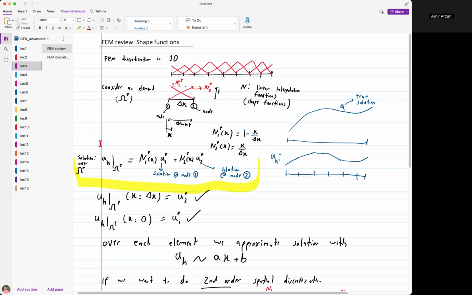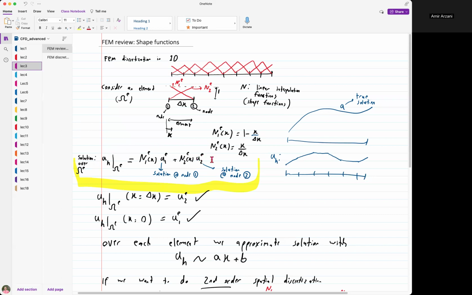With this property in mind, I can write my solution not globally, but locally across this element omega E, as N1, which is a shape function I know exactly, they're not unknown, so N1 as a function of x times u1 of E. This u1 of E is the solution at node 1, which is what I need to find, plus N2, which again I know, times u2 of E, the solution at node 2 for element E.